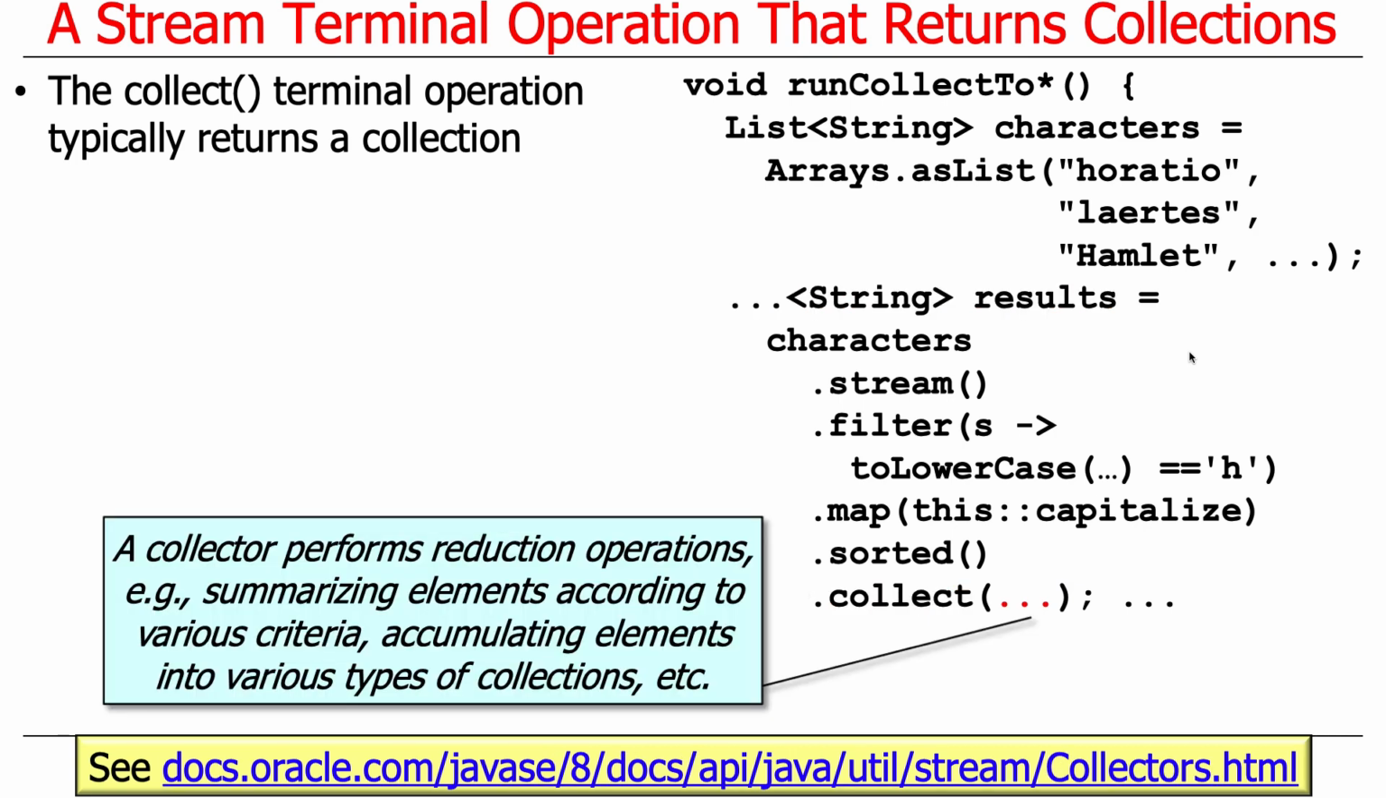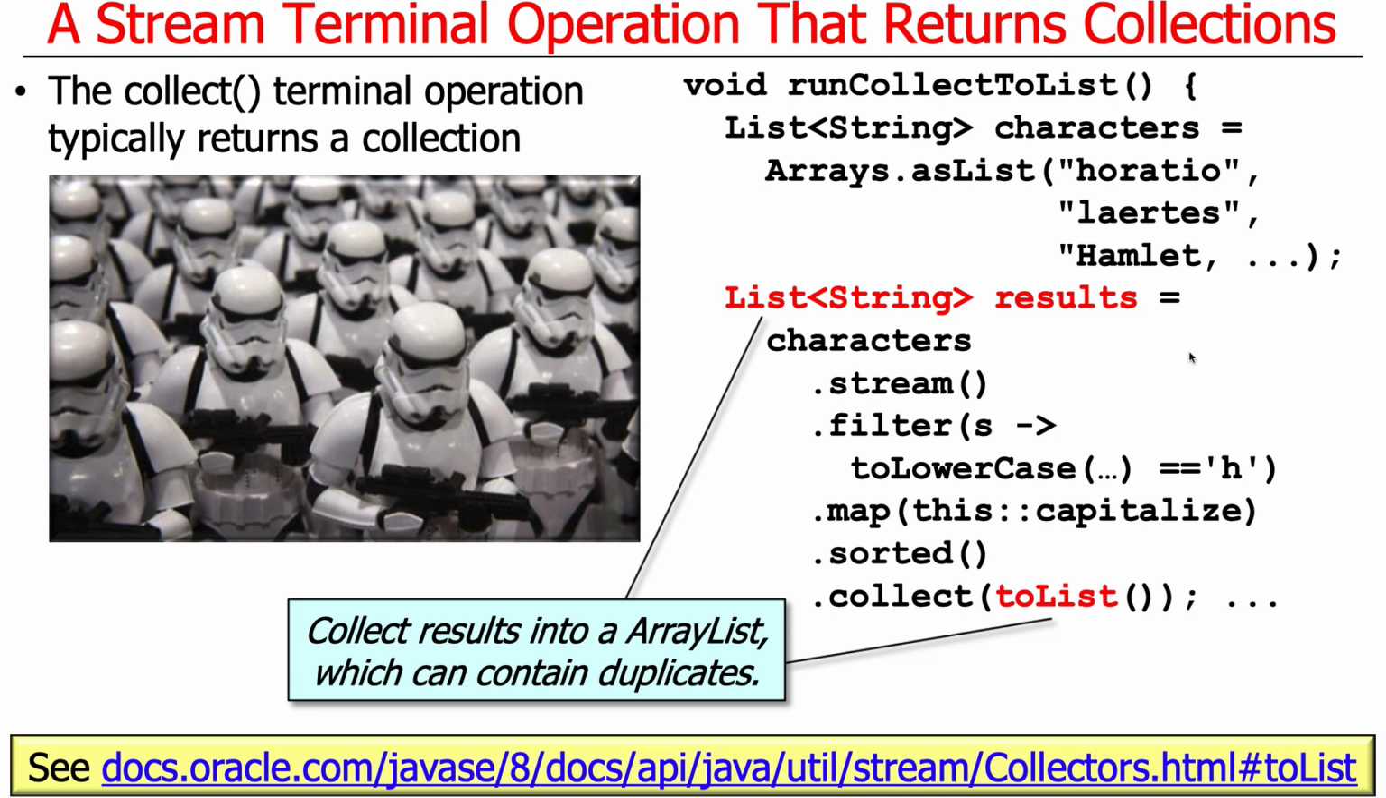So one thing you can have is you can summarize the results, you can accumulate the elements into various types of collections and so on. We're going to be focusing on accumulating elements into various types of collections. That's the most common approach for this. So let's take a look at the simplest one. You see this used quite a bit, and this is the toList collector.